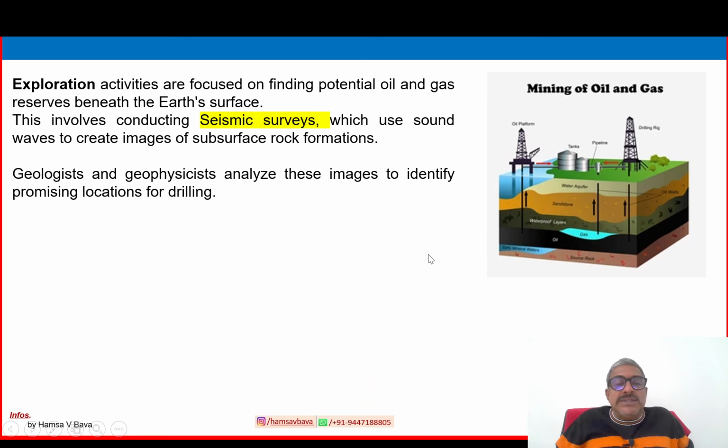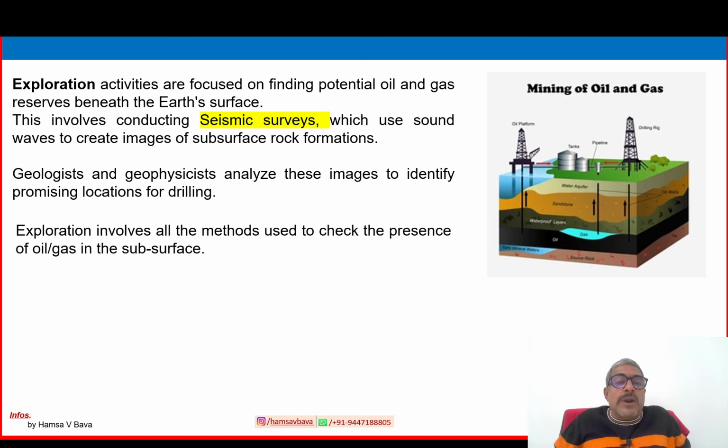Geologists and geophysicists analyze these images to identify promising locations for drilling. Once a seismic survey gives positive results or potential results, then the production team or geologists or analysts will go for drilling. So analyzing the seismic survey result is important. Exploration involves all the methods used to check the presence of oil and gas or hydrocarbon in the subsurface.